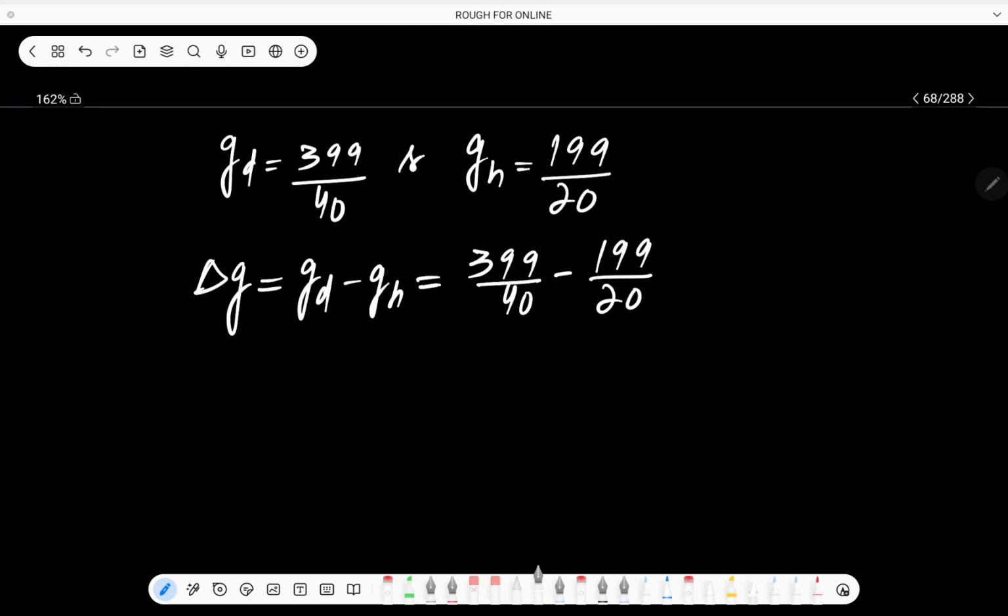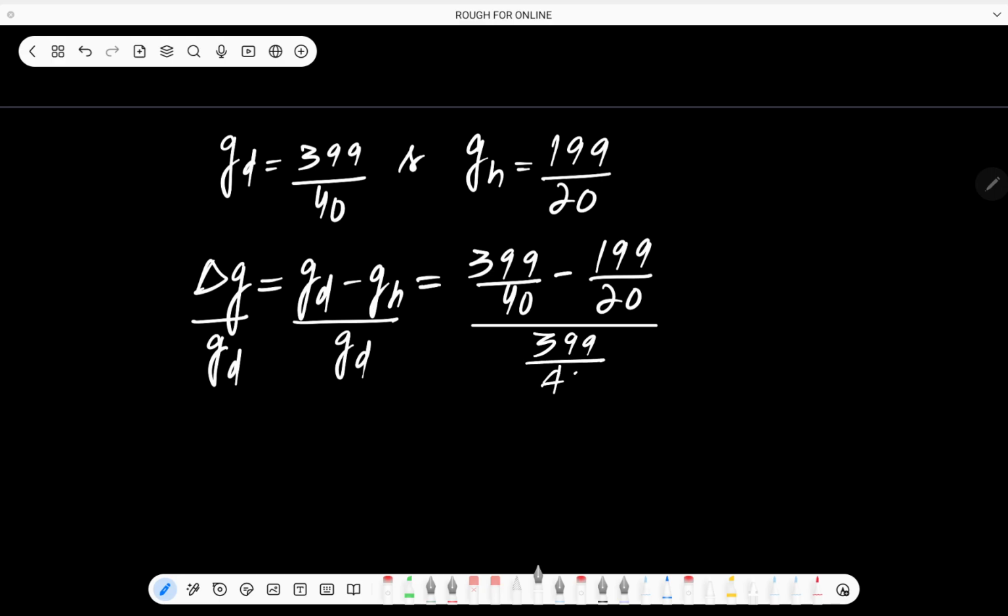Okay, then divided by what? Divided by, I will write down here, divided by g original. What is that? That is gd. So divided by gd initial value. तो gd का वैल्यू क्या है बेटा? That is 399 divided by 40.